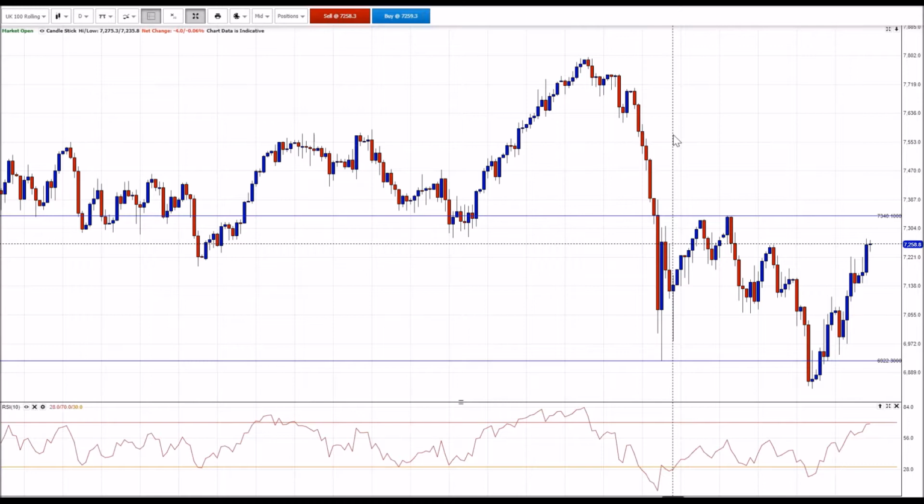Do we see the sellers come back in like we did in the middle of Feb and right at the end of Feb as well? So 73.40 is a really big level for the FTSE. So I think there's a lot to be watching there.